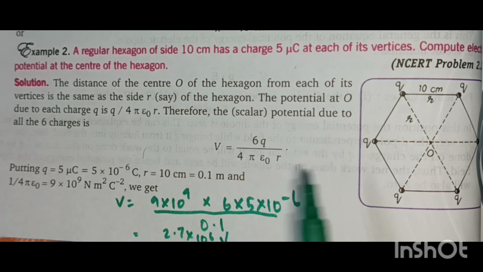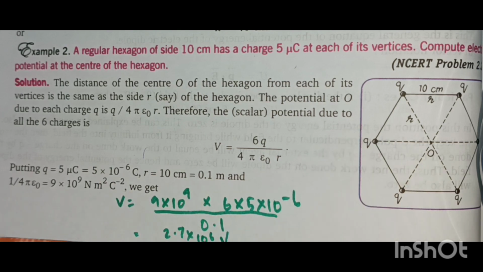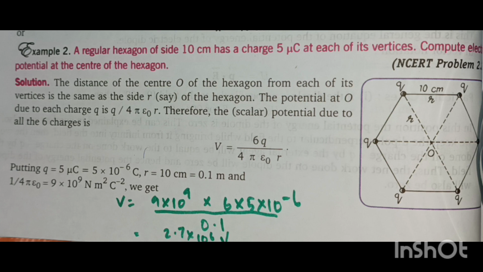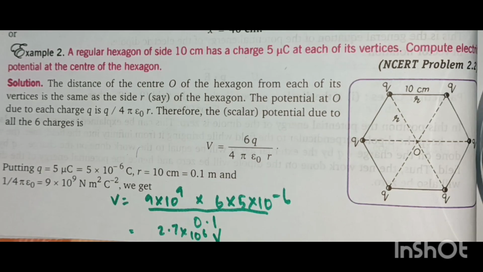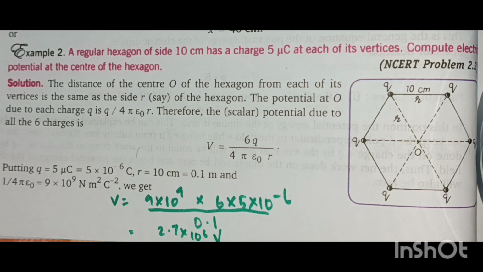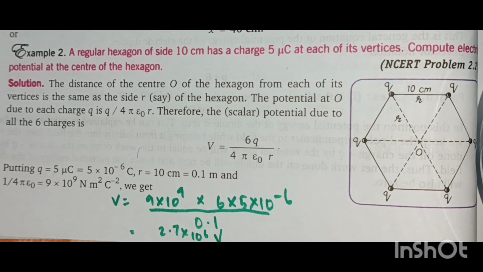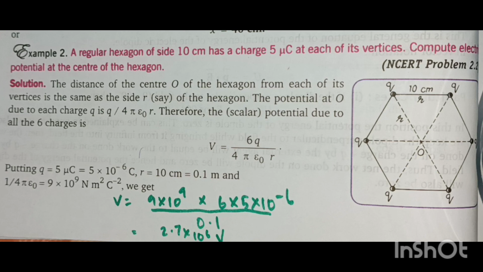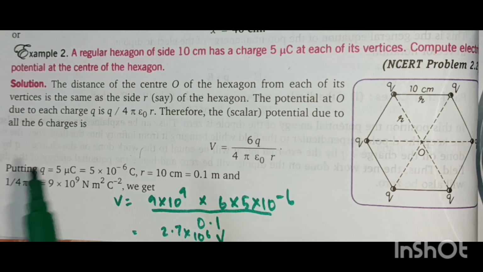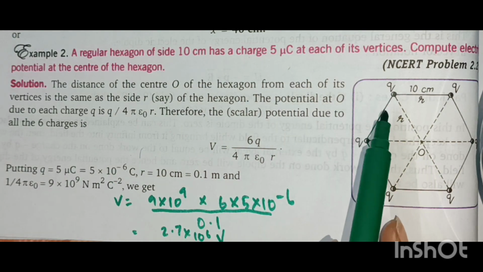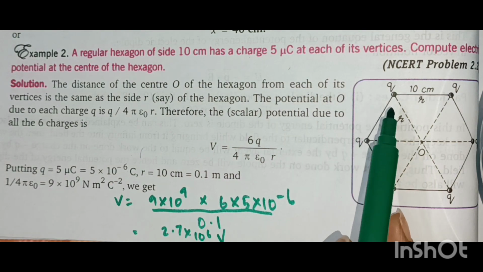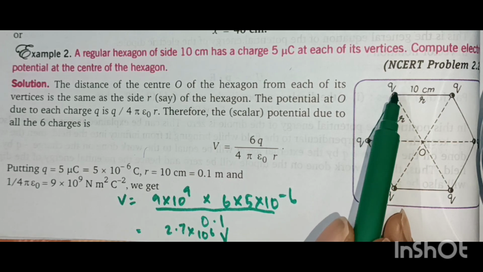So what is the electric potential due to a point charge? That is kq by r. Here we can see there are totally 6 charges of the same value, that is 5 micro coulomb. And we also know potential is not a vector quantity, it is a scalar, so we don't want the direction. So because of this point charge, what is the potential? That is k into q by r.